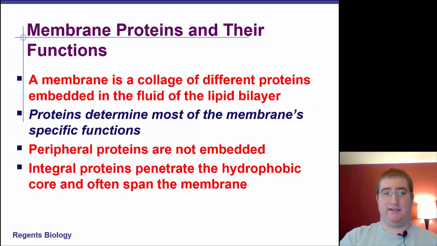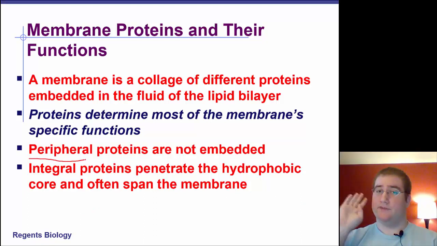The membrane is a collage of different proteins. We mentioned how it's a fluid mosaic model, so it's fat with proteins floating in it. There are 2 different types of proteins that I'd like you to know. Depending on where they're located, they have different names. The first one is known as a peripheral protein. If something's on the periphery, it means it's on the outside. Your peripheral vision is on the outside of where you're mainly looking.